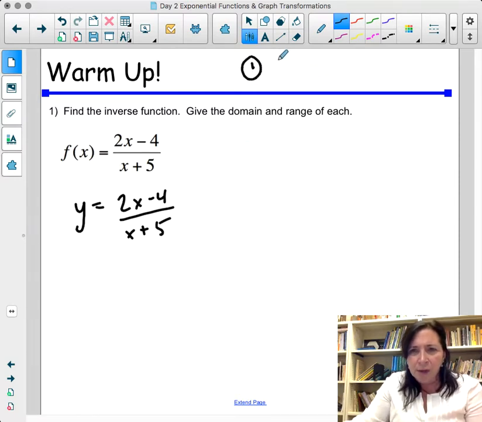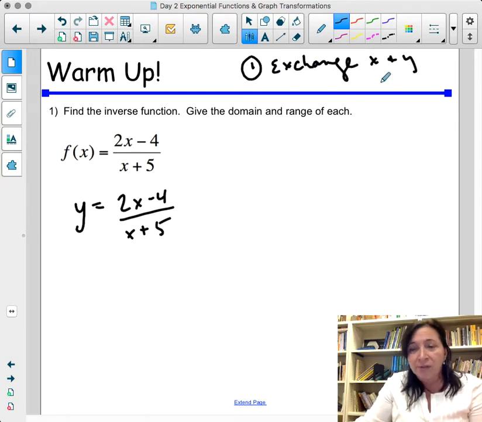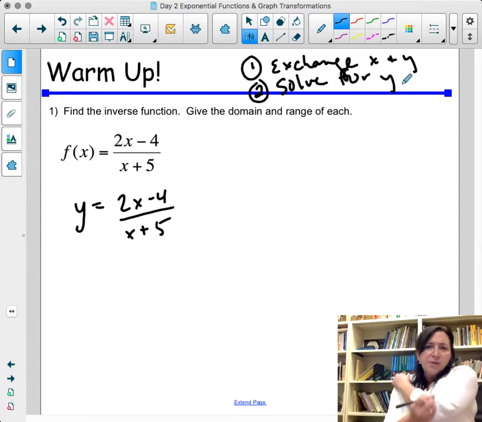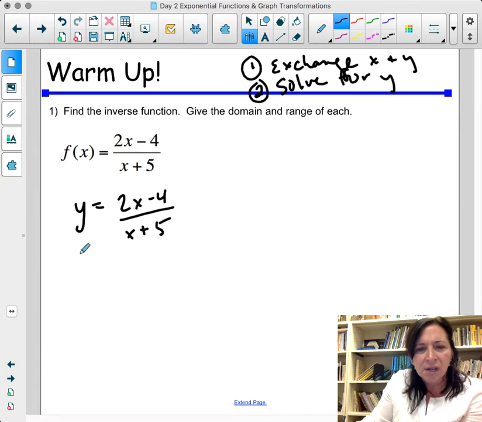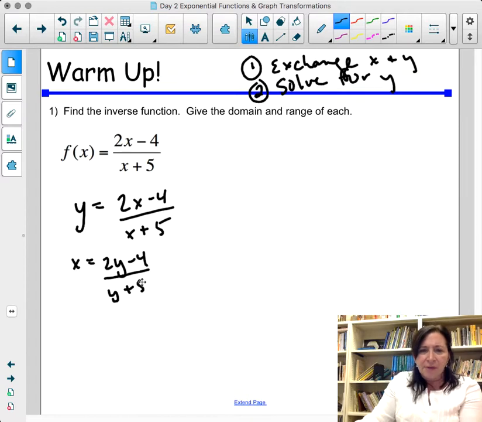So number one, we are going to exchange your x and your y variables. And number two, we're going to solve for y. When we do that, that's going to give us the inverse. So switching the x and the y, we now have x equals (2y minus 4) over (y plus 5). Now that I've switched my x and my y, I need to solve for y.